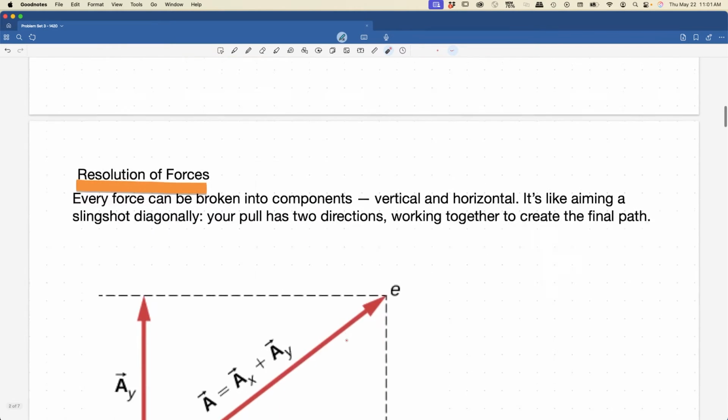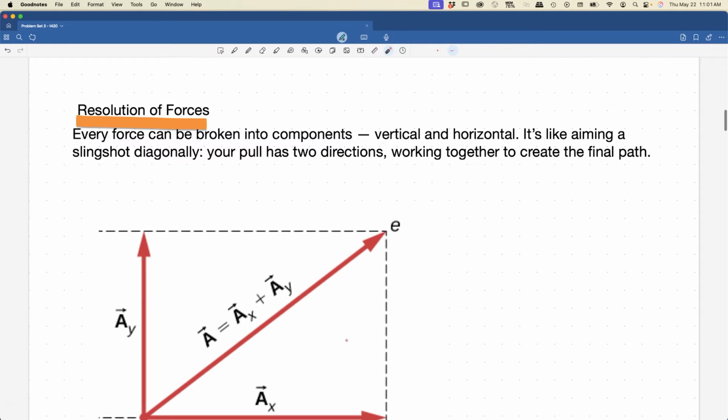Number 3, resolution of forces. Force is a vector. That means it has a magnitude and direction. Each force can be broken into components: vertical and horizontal, or on the x-axis and the y-axis. The x is the horizontal and the y is the vertical.